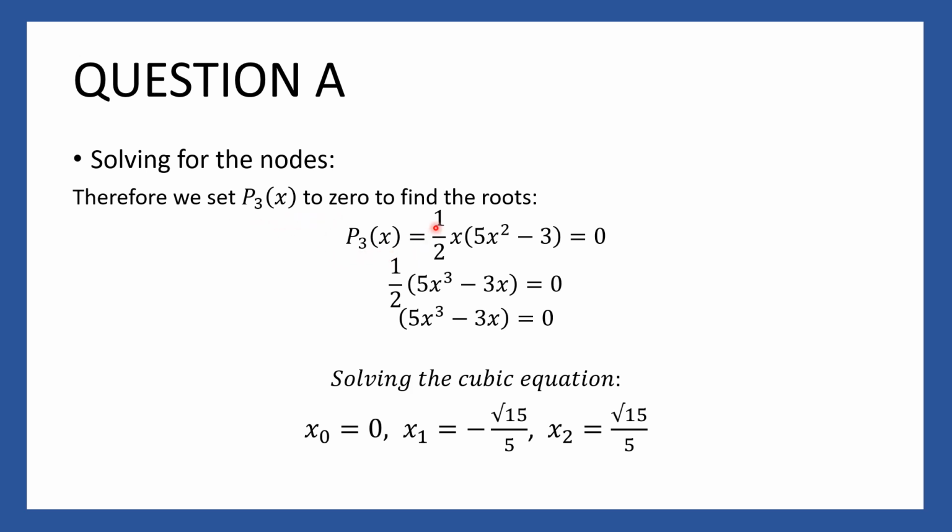To find the roots, we set P3 of x to 0. So P3 of x is equal to half x into bracket 5x squared minus 3. We equate that to 0, which means half of 5x cubed minus 3x will be equal to 0. This implies that 5x cubed minus 3x equals 0, and then solving the cubic equation, we get these values for the nodes, which are x0 equals 0, x1 equals minus root 15 on 5, and then x2 will be equal to positive root 15 on 5. So this is what we have for our nodes.